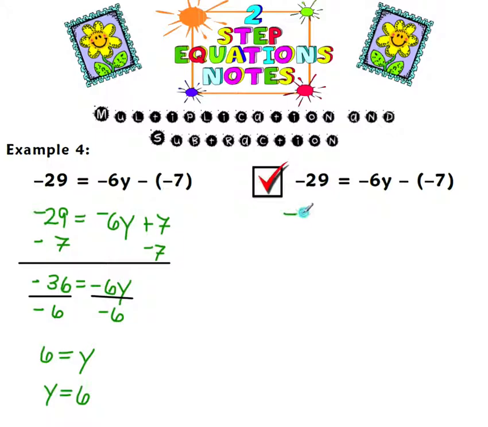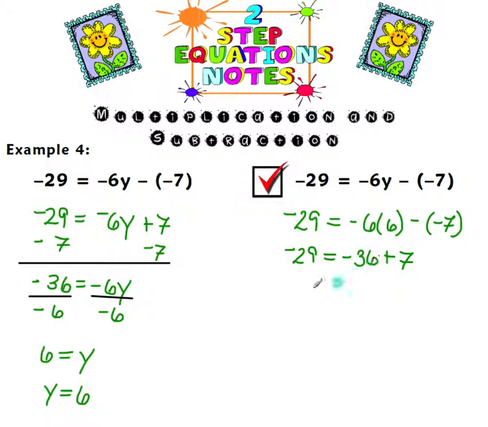And just for good measure, I'll plug that in and make sure it works. So negative 6 times 6 is negative 36. I can go ahead and change this minus negative 7 to a positive 7. And negative 36 plus 7 does agree with the left side of the equation, and we get negative 29, so that works.